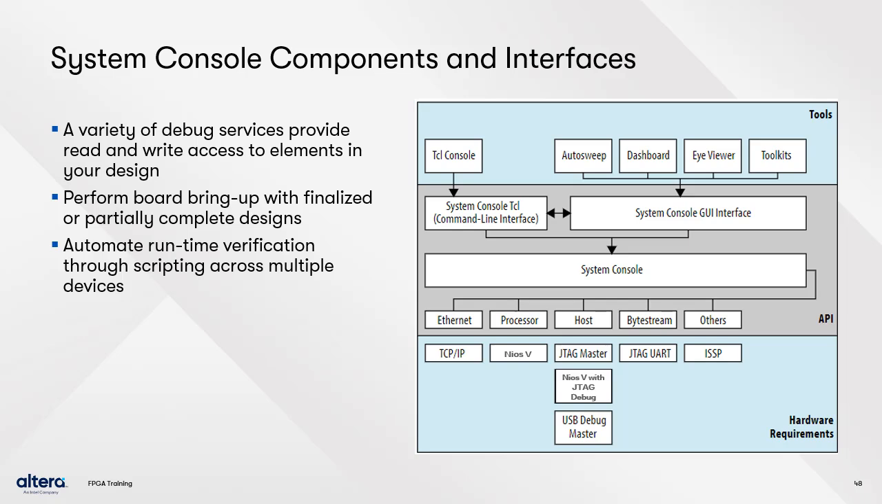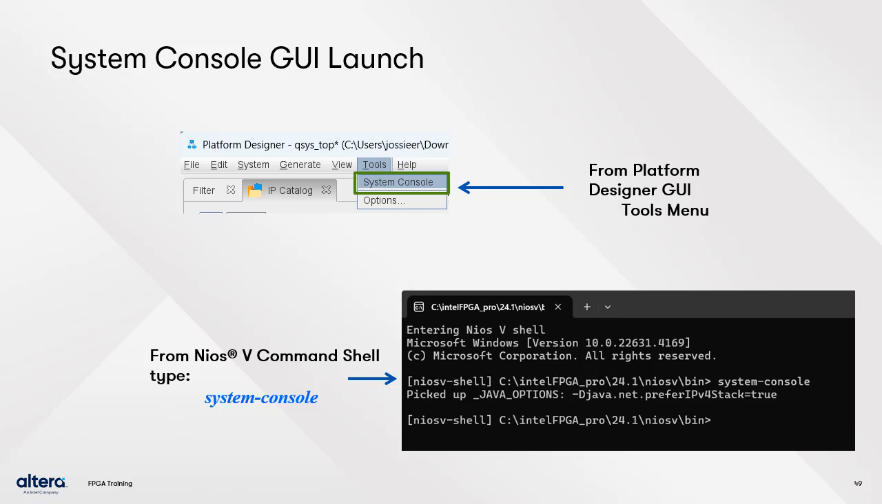System Console tasks are grouped by services. Each service is a collection of functions available to accomplish a certain type of task. Services may be associated with particular components, and most services and paths to compatible devices and IP are automatically discovered when System Console starts.